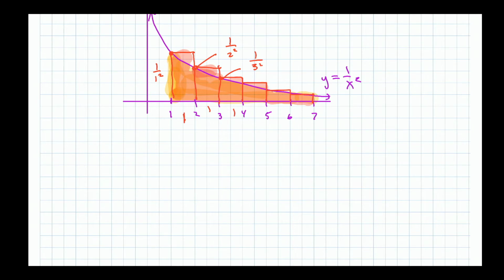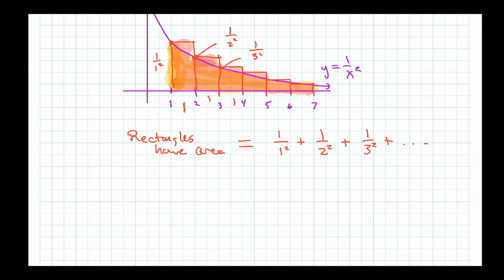So the rectangles have this area: 1 over 1 squared plus 1 over 2 squared plus 1 over 3 squared plus dot dot dot. That's because the width of each one is 1, and you can just add up the areas. But you can clearly see that the rectangles are above the curve, right?